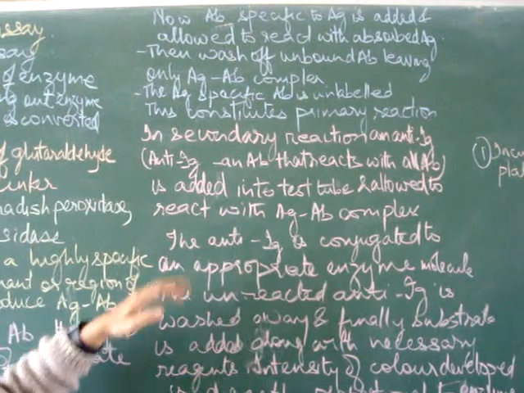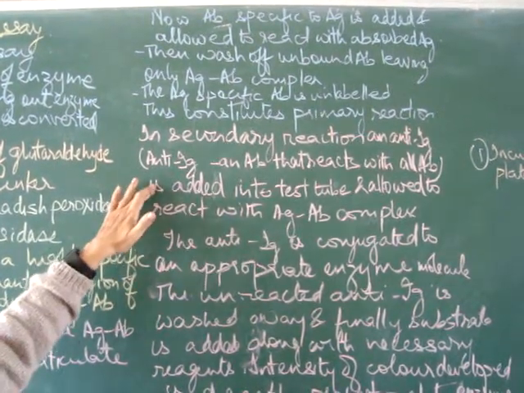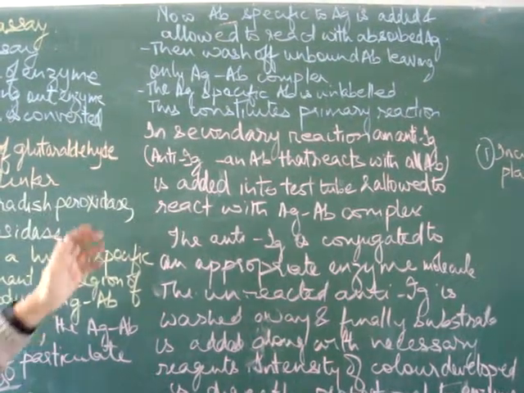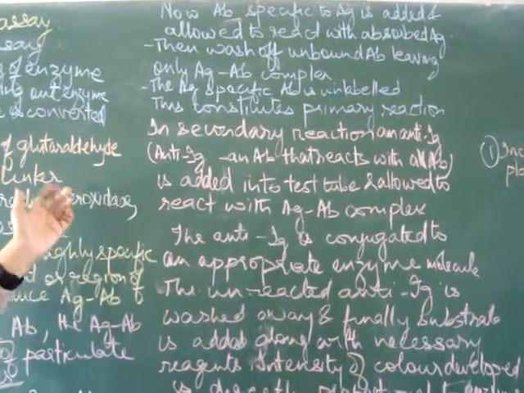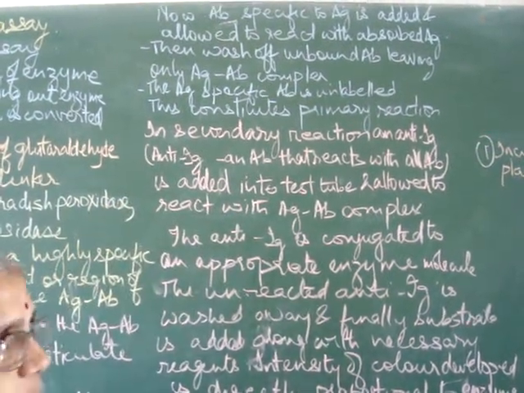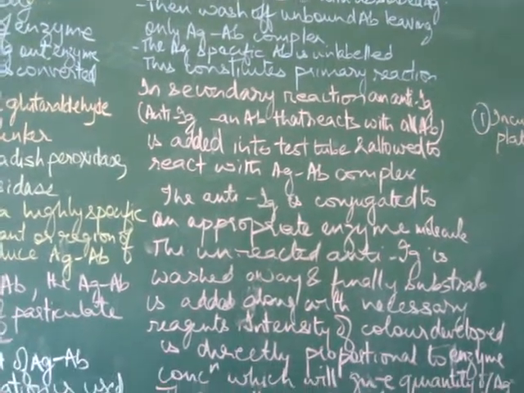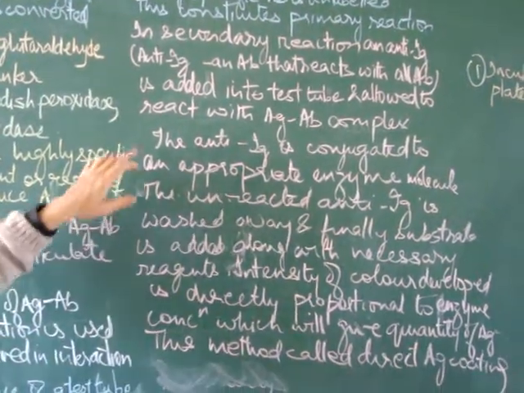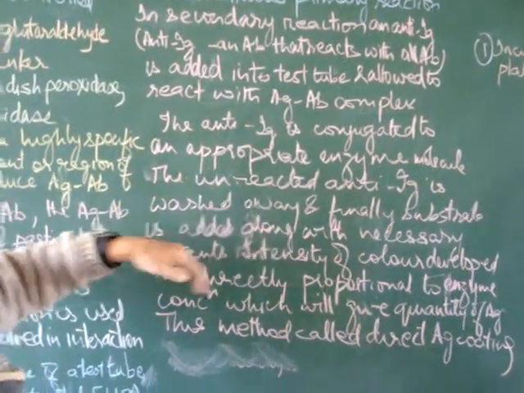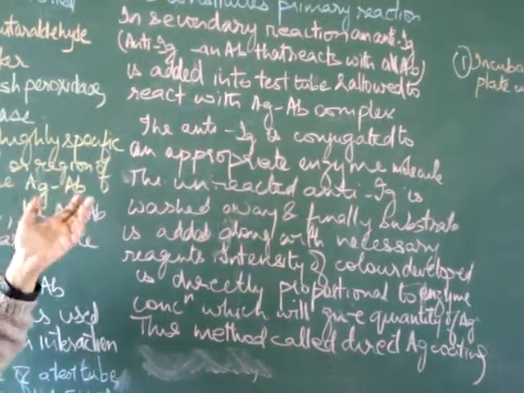In the secondary reaction, an anti-immunoglobulin, that is anti-Ig, an antibody that reacts with all antibodies, is added into the test tube and allowed to react with the antigen-antibody complex. This secondary antibody binds to the primary antibody. The anti-Ig is conjugated with an appropriate enzyme molecule which acts as a marker.